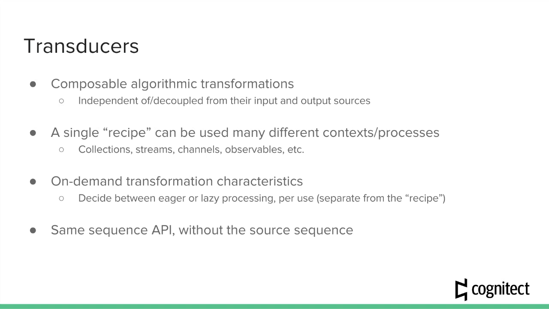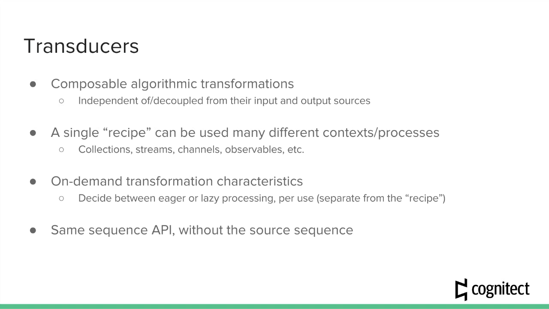And Clojure does this with a tool called Transducers. They are composable algorithmic transformations. They're completely independent of, or decoupled from, the input and the output sources. So they purely just describe the algorithmic transformations, the functions that you want to apply. A single recipe then can be used for many different contexts or across many different processes. So you might use one single recipe to process collections or streams or channels or observables. You can also decide on demand the transformation characteristics of a given recipe. So you get to decide between eagerly or lazily processing data per use of that recipe.